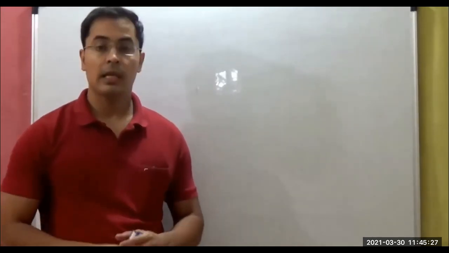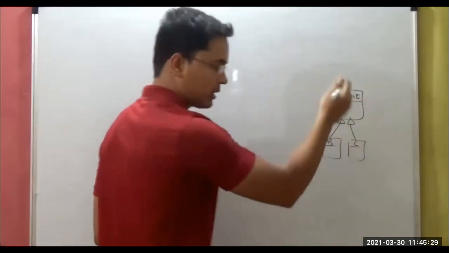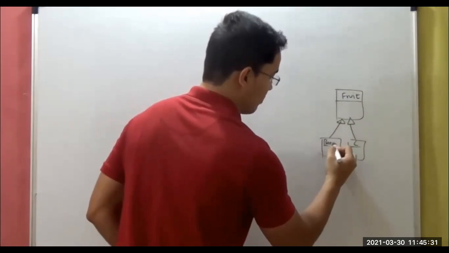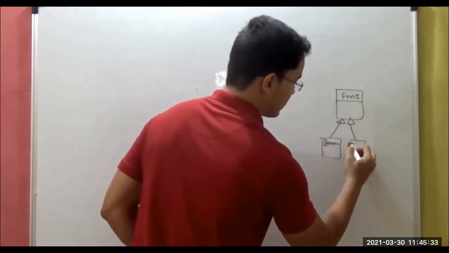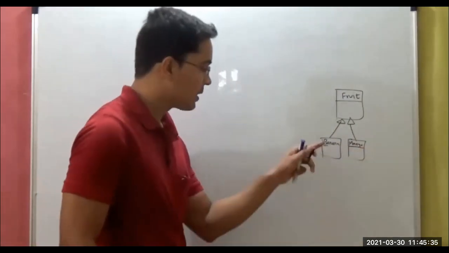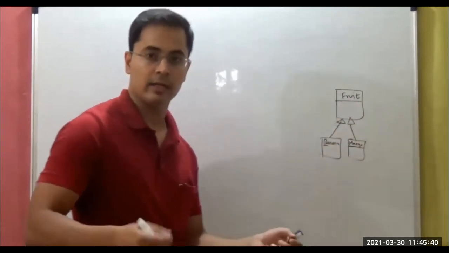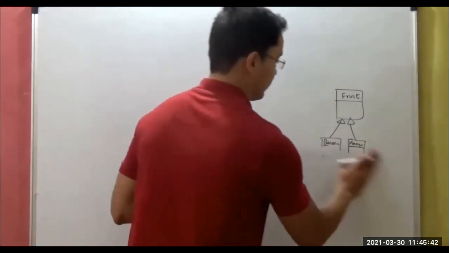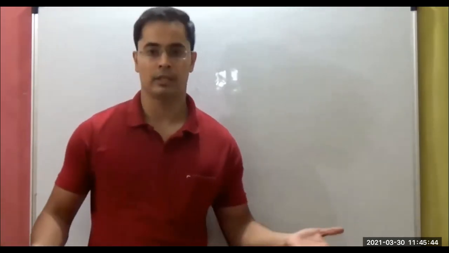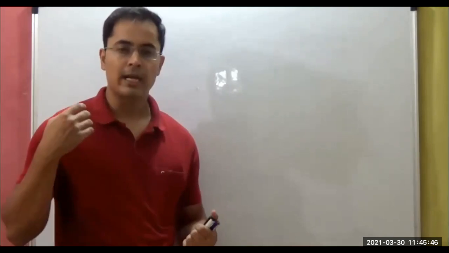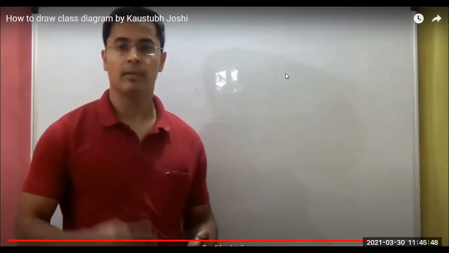Inheritance is a kind of relationship. Let's say class fruit is inherited by banana and let's say mango. So then you say banana is a fruit, mango is a fruit. So inheritance is a kind of relationship. We also have has a kind of relationship. In class diagram, you can denote this relationship in 2 ways.